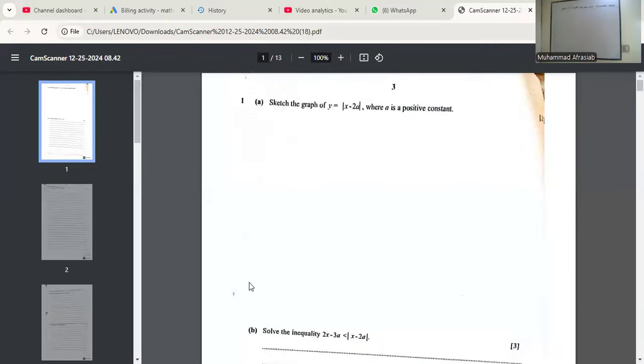Question number 1, part A. Sketch the graph of y is equal to modulus of x minus 2a, where a is a positive constant. The second part is: solve the inequality 2x minus 3a is less than modulus of x minus 2a.